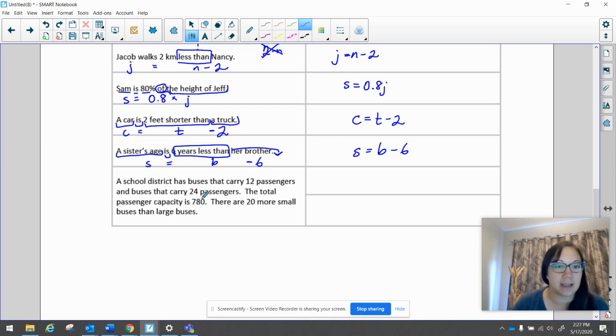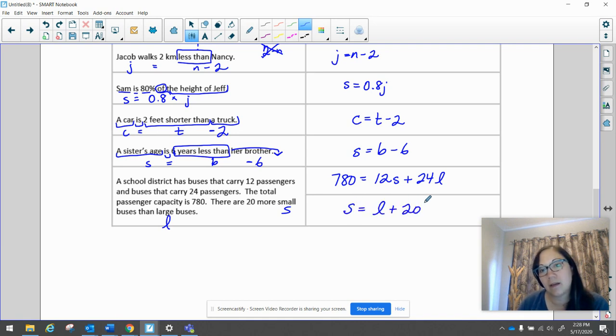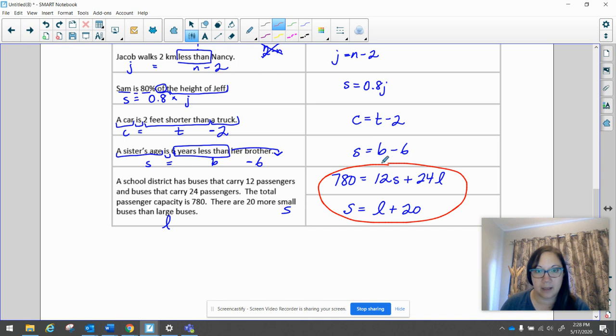So we could say that the 780 is the total number of passengers. We've got 2 kinds of buses, small buses and large buses. So that would be 12 people per small bus plus 24 people per large bus. We also know that there's 20 more small buses than large buses. So the number of small buses is the number of large buses plus 20. And when we come up with 2 equations that use the same 2 variables, we would actually call these together a system of equations.